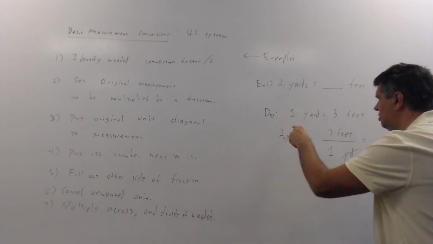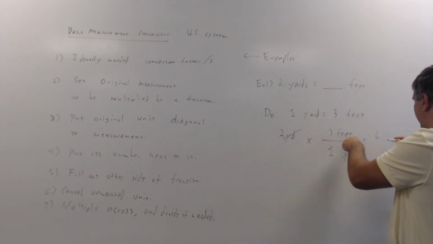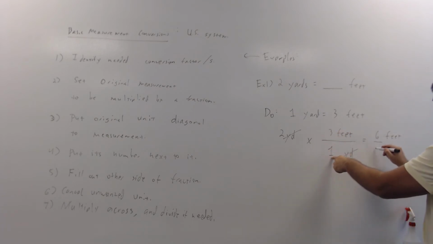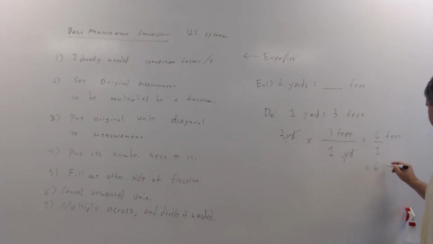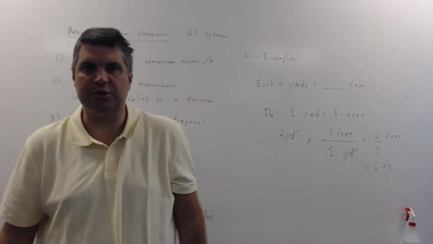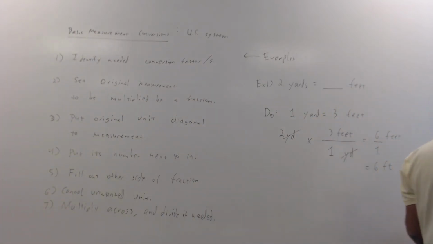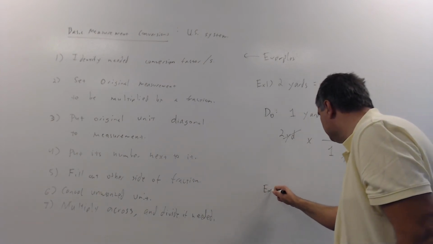Multiply across. 2 times 3 is 6. The feet are unaffected. And I'm dividing by 1, which doesn't change anything. So I have 6 feet. Okay? That is how this works. Let me put a similar example on the board. Example 2.